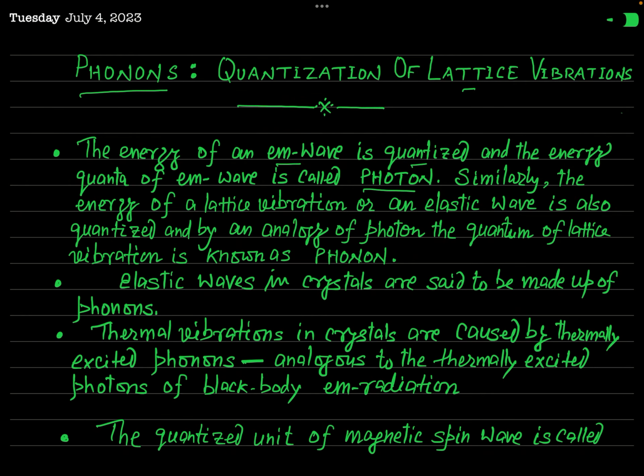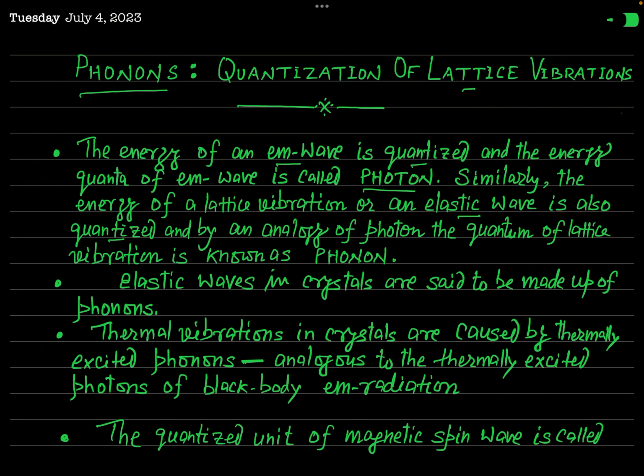On the same line, you can think that there will be a quantum of energy of acoustic wave, or you can say the elastic wave or the lattice vibration. The energy of lattice vibration or the elastic wave is also quantized like the energy of electromagnetic wave. The energy of electromagnetic wave is quantized because it is defined in terms of the energy of photons, which is quantized. When you say quantized, that means it has only discrete values. Similarly, the energy of elastic wave or the lattice vibration is also quantized. This energy will also have discrete values only.